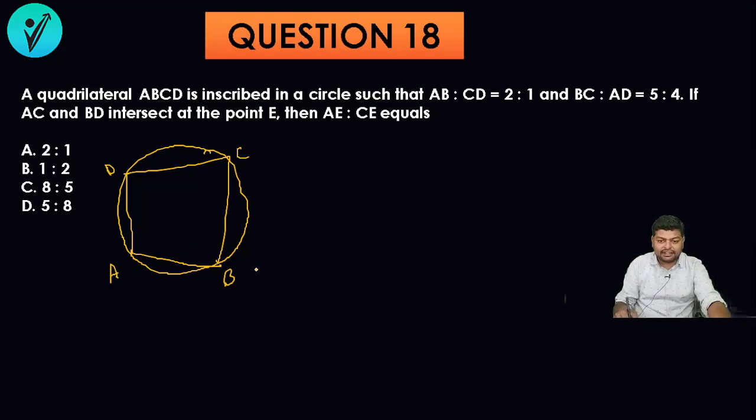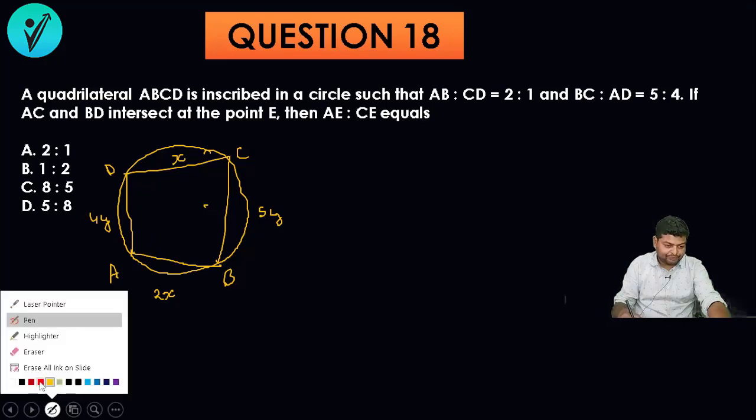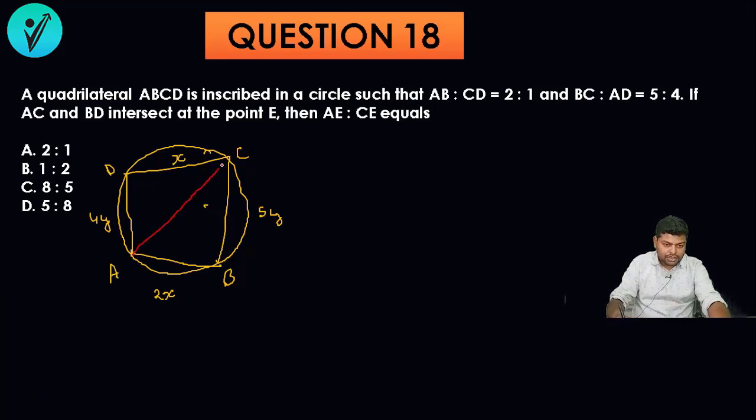Okay, so let the length of AB be 2x, and the length of CD be x. And BC is to AD is 5:4, so let the length of BC be 5y, and let AD be 4y. If AC and BD intersect at point E, so AC and BD are intersecting at point E. Then AE is to AC. So we have to get the ratio of AE is to AC.